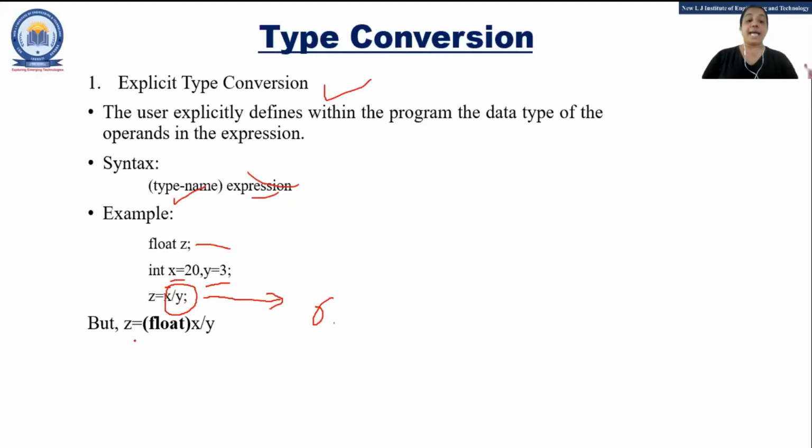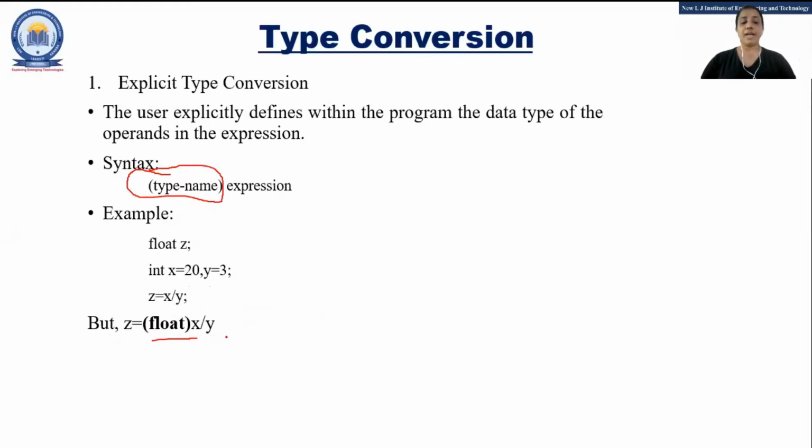Now, suppose I have written this. That means I have done it explicitly. You can see z equal to float bracket. In that, I have specified float and x. That means x is converted into float. This syntax you can see: type name, that means float, in brackets. So this would be the syntax for explicit: float x, and then divide by y.